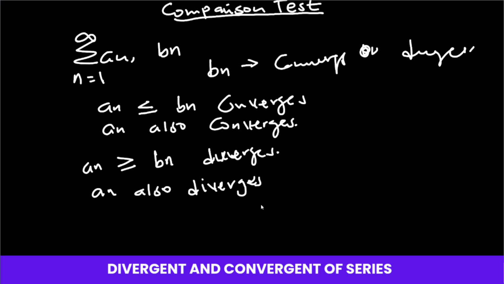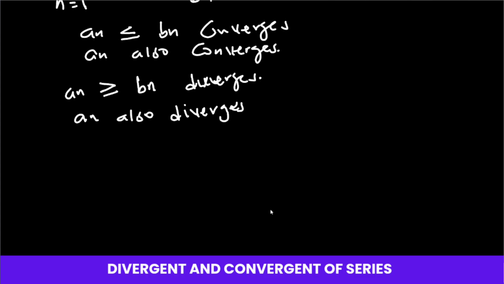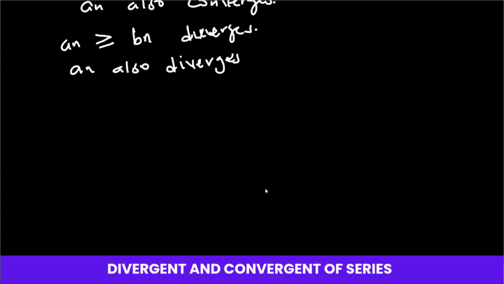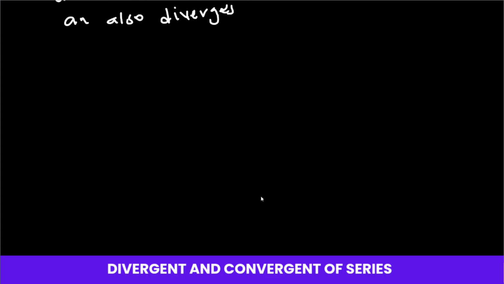So why do we always pick bn? Because bn helps us to determine the convergence or divergence of the series more easily.